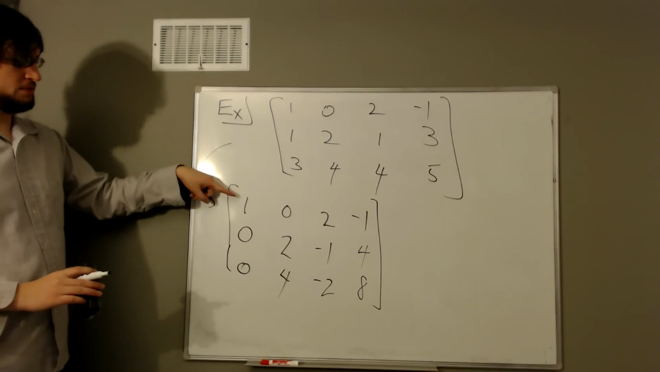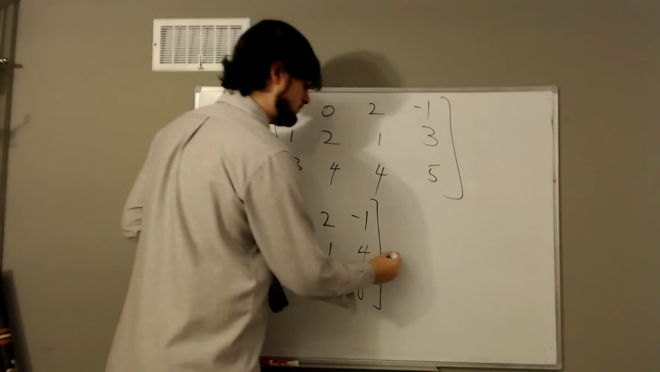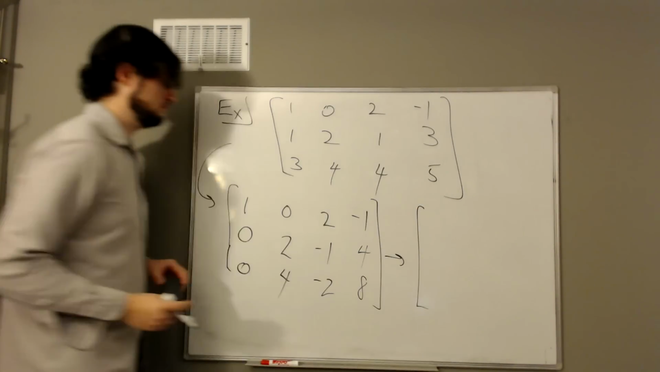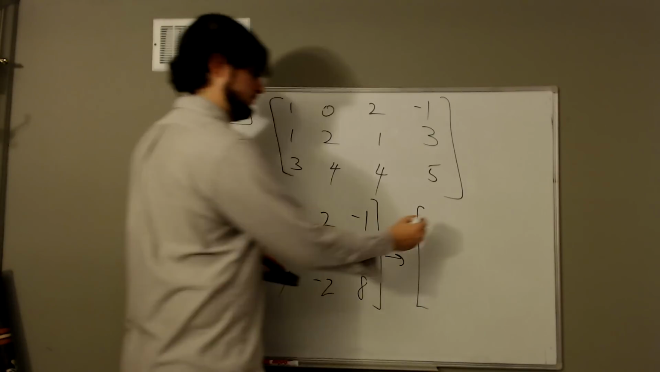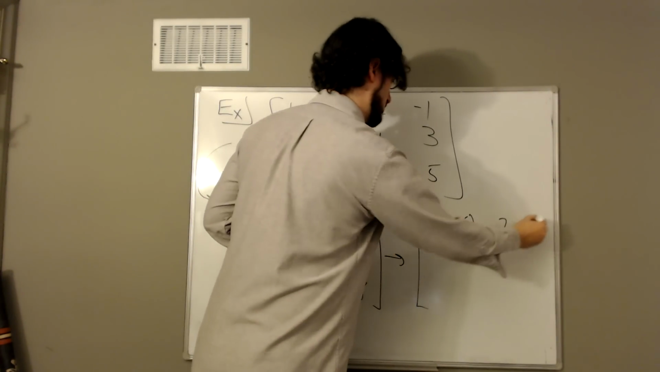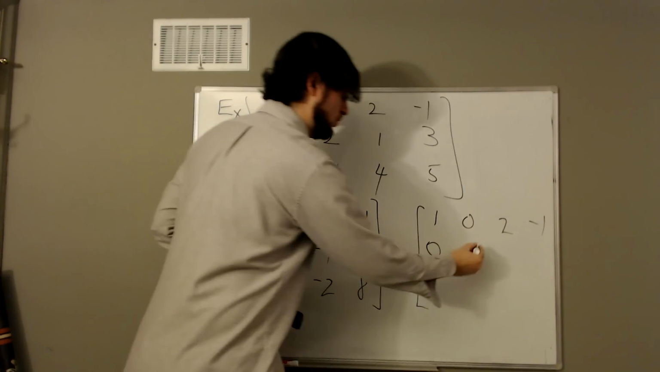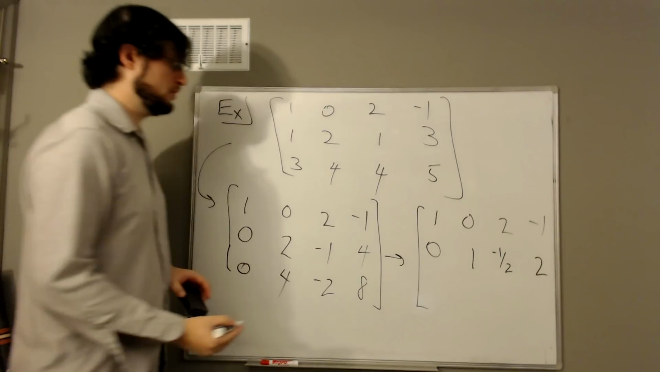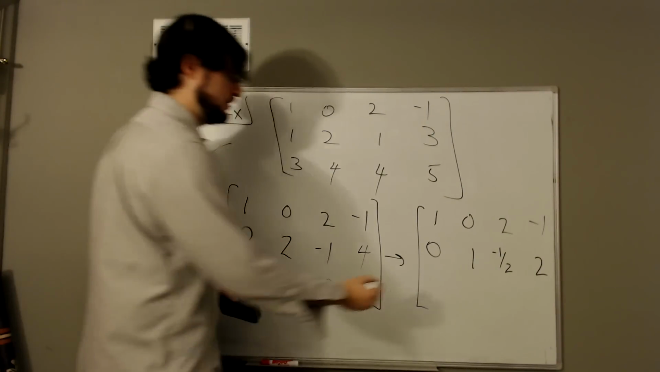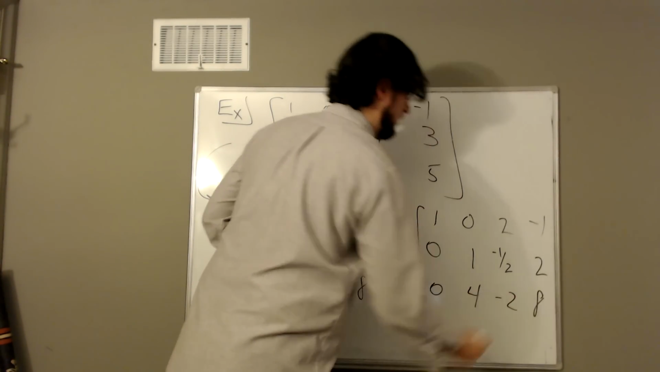We look for our next pivot, down and across. Here's our next pivot. So we turn that into a 1, by dividing by 2: 1, 0, 2, minus 1, 0 becomes 1, minus 1/2, 2. And I won't change this: 0, 4, minus 2, 8.